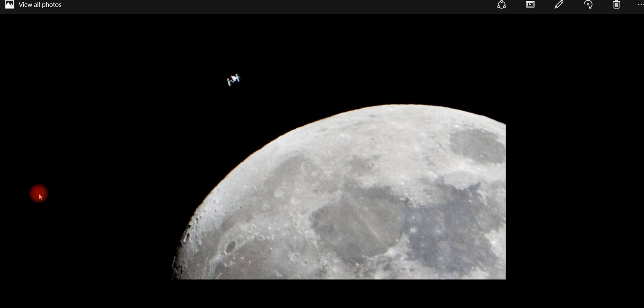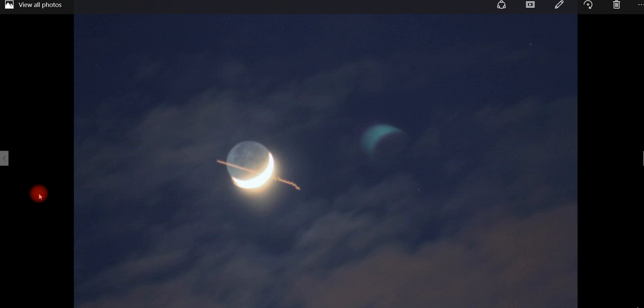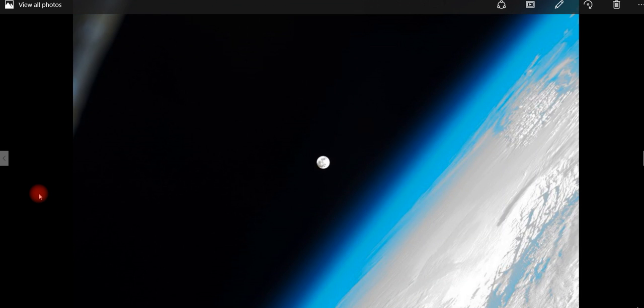That couldn't be right. How could the space station be circling? No, it's not. I'm sure that had to be faked. Or is it? Anyway, we continue. An interesting shot from supposedly the ISS.